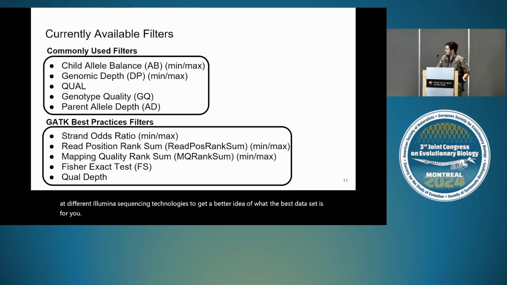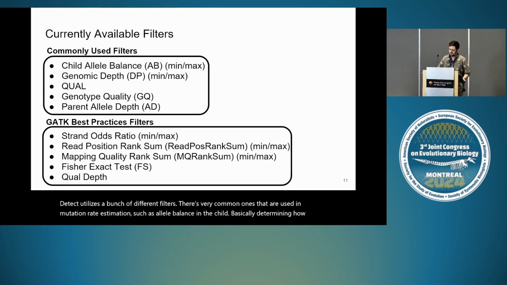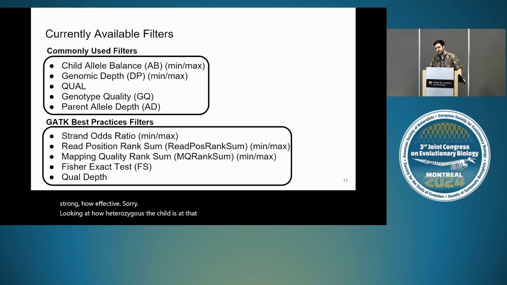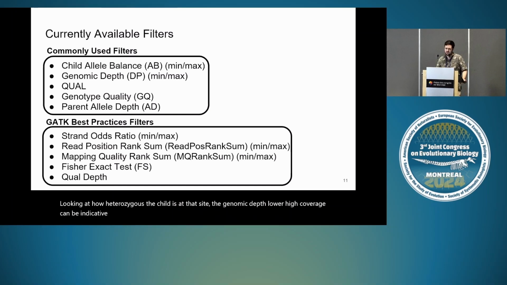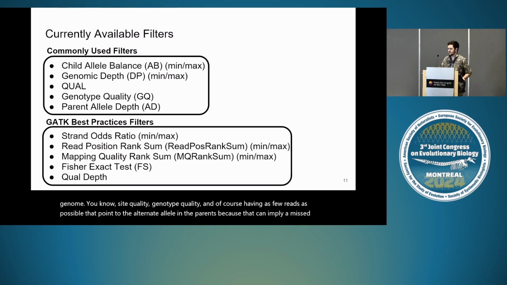DETECT utilizes a bunch of different filters. There are very common ones used in mutation rate estimation, such as allele balance in the child, basically looking at how heterozygous the child is at that site. The genomic depth, low or high coverage, can be indicative of low power or something like a paralogous collapse in the reference genome. Site quality, genotype quality, and of course, having as few reads as possible that point to the alternate allele in the parents, because that can imply a miscall in the parents.